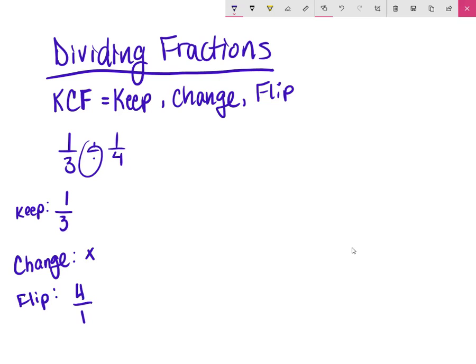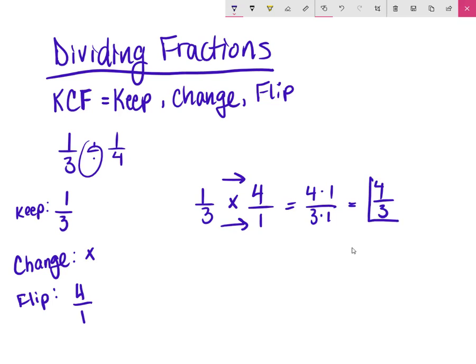Now let's rewrite this whole expression. It'd be 1/3 now times 4/1. And just like we learned with multiplying fractions, we multiply straight across the top and straight across the bottom. 4 times 1 and 3 times 1. That gives us 4/3. And 4 and 3 do not have common factors, so that's our final answer.